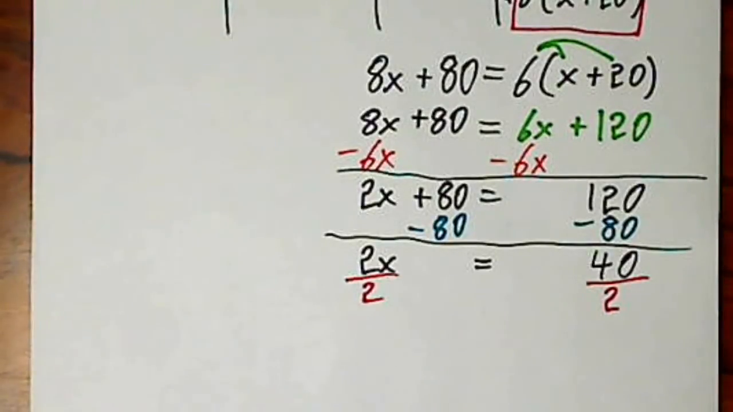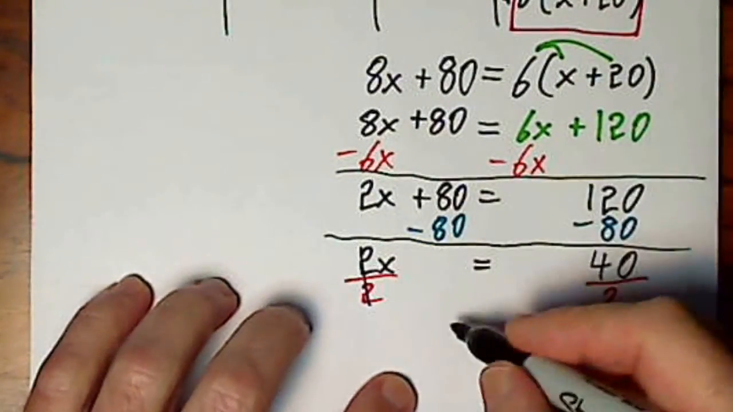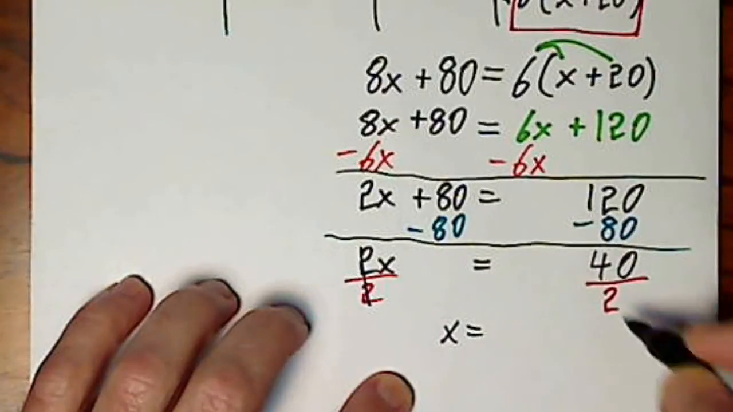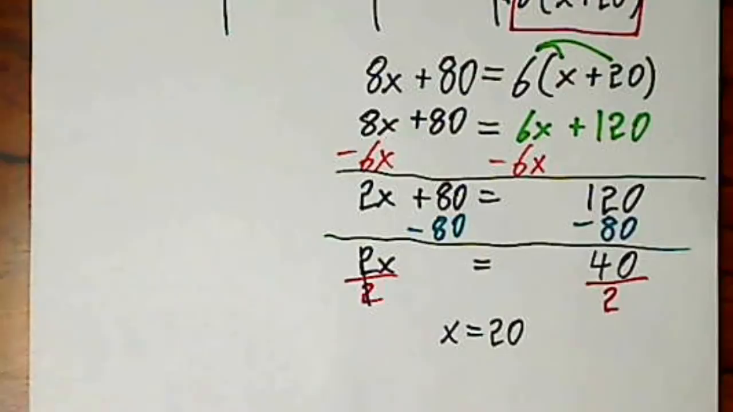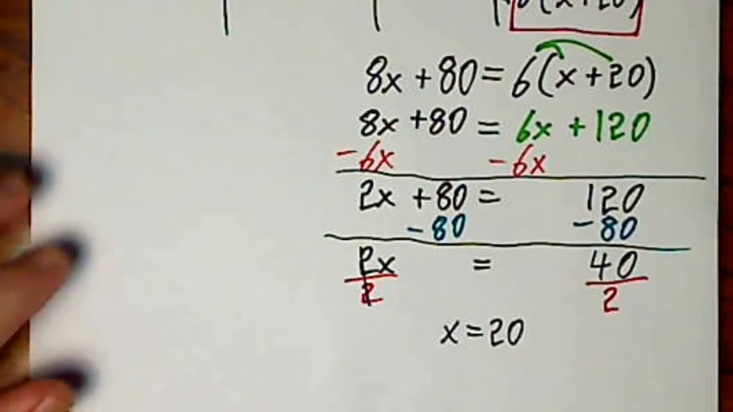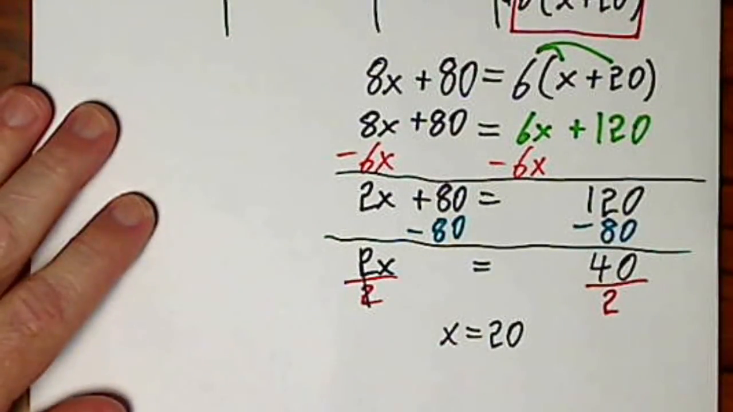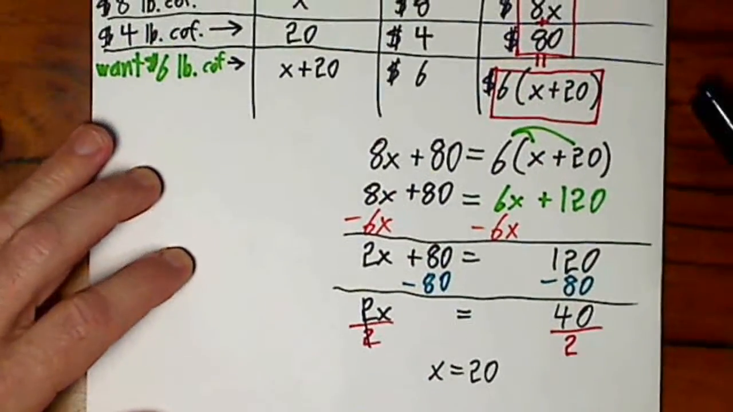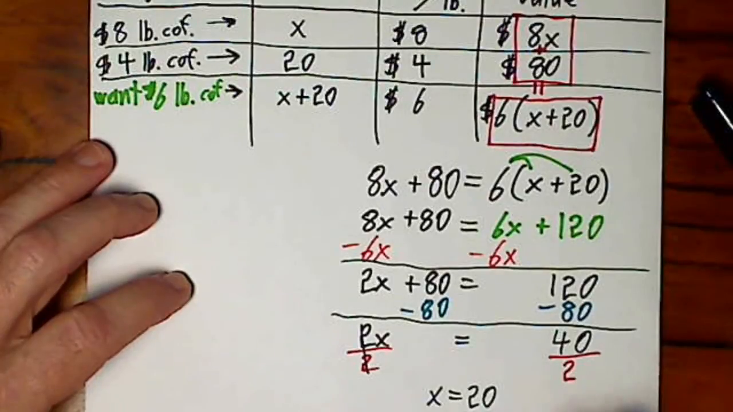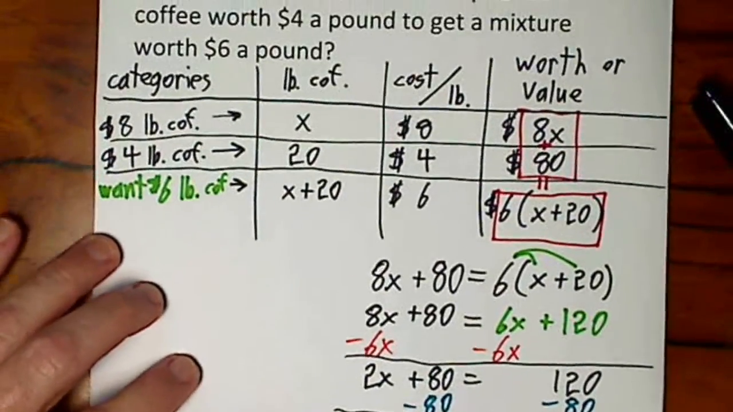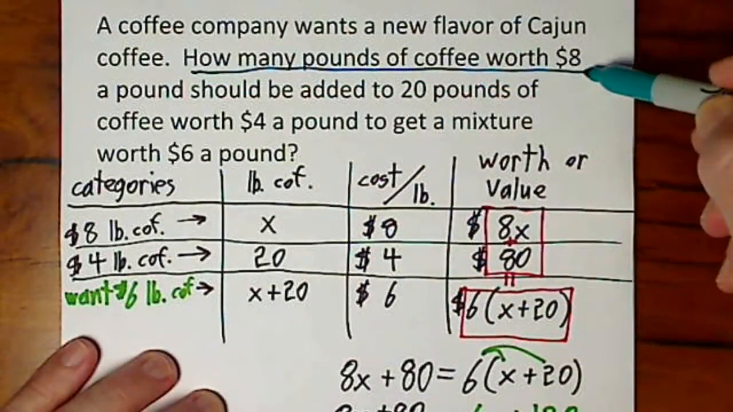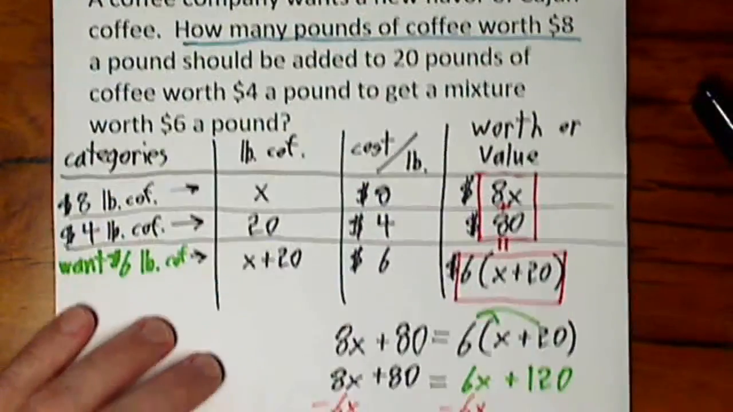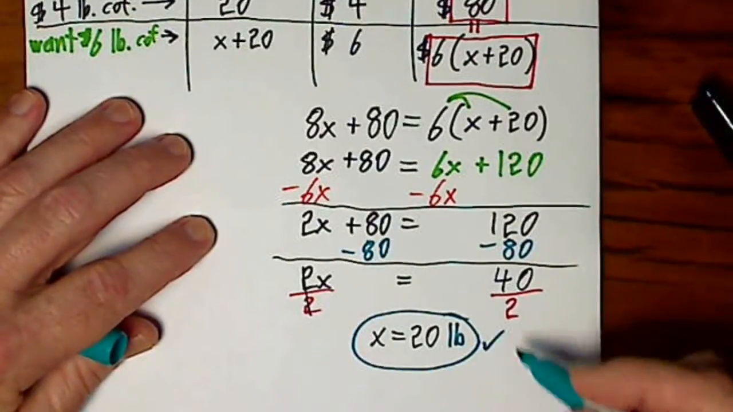And we've just figured out that 2 goes into 2 once. So we have just figured out that x is equal to 20. So I'm going to zoom out and take another look at our question, to make sure we don't have to do anything else. All right, x is 20. We're going to hang on to that information and look back at this. How many pounds of coffee worth $8 a pound? 20 pounds.